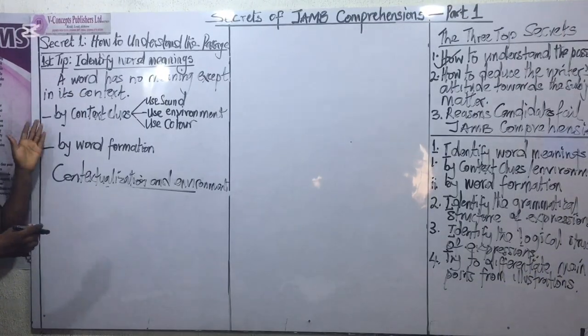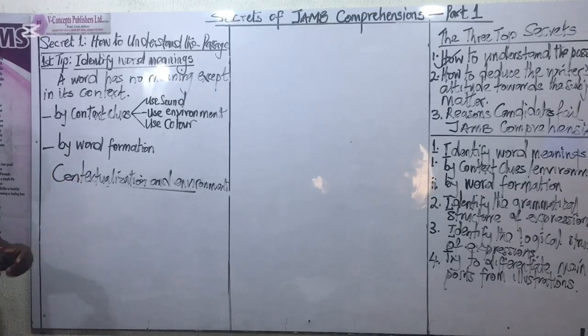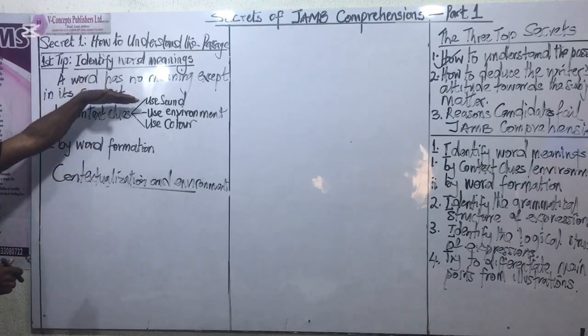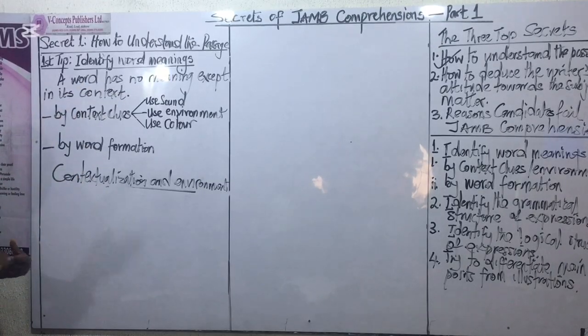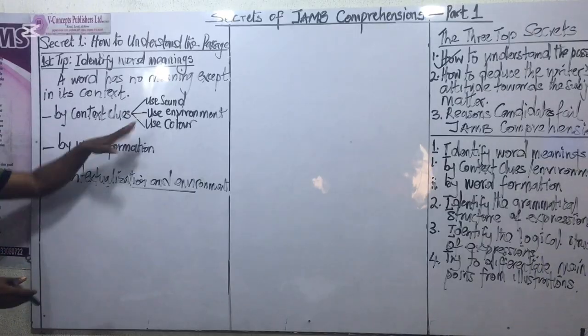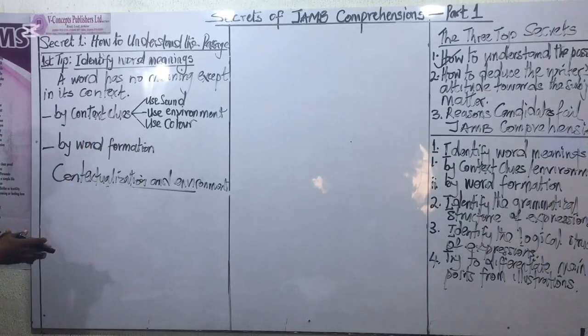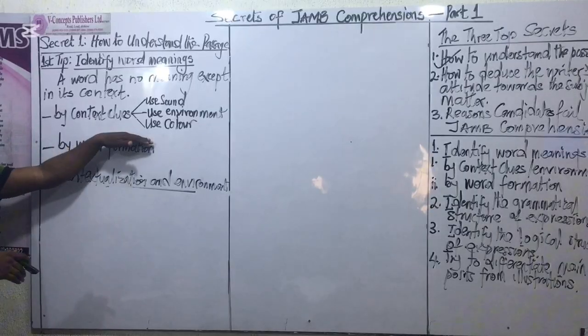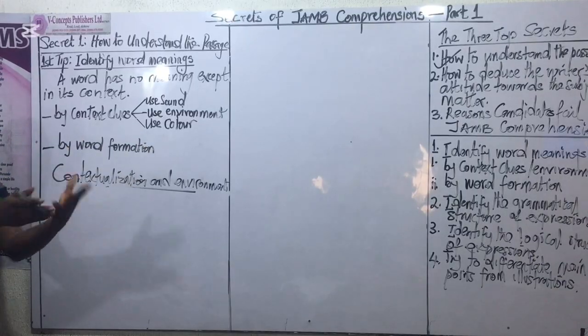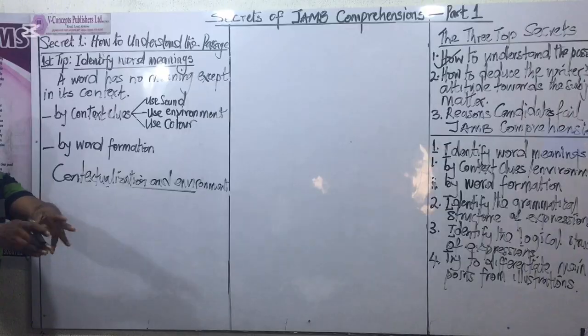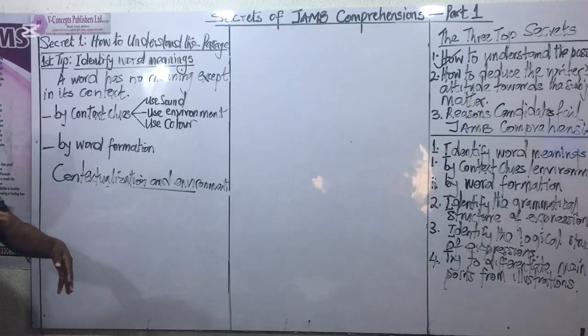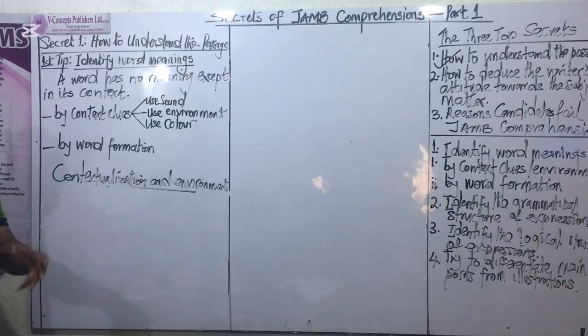By the use of context clue, you can use the sound of a word to decode its meaning. You can use the environment of a word to decode its meaning. You can use the color, or the inference, the connotative meaning of a word in a sentence or in an expression, to decode its meaning. Now, let's try to have a typical illustration. I'll show you something here.